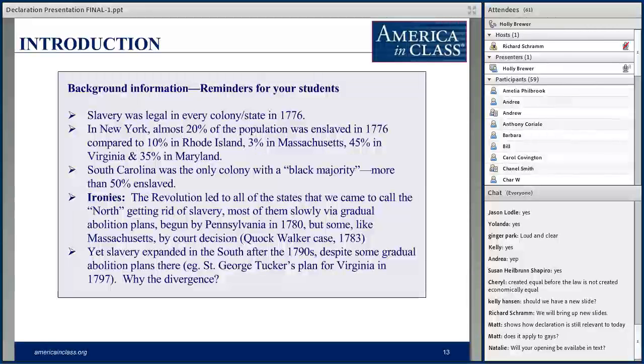The Revolution led to all the states that we came to call the North getting rid of slavery, most of them slowly via gradual abolition plans begun by Pennsylvania in 1780, but some, like Massachusetts, by court decision. The Quock-Walker case of 1783 was the start. Yet slavery expanded in the South after the 1790s, despite some gradual abolition plans and also some manumissions. Why the divergence?